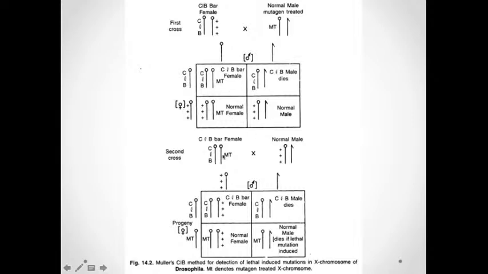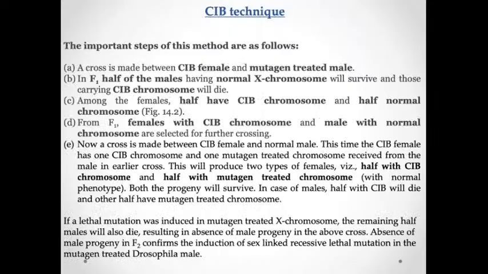Then again we have a second cross between the CIB female and the mutated, normal male. Then again the male dies, but in the fourth case, the normal male dies if a lethal mutation is induced. In this case, if the mutation induced is lethal, then that male will also die. So this shows that with the CIB technique, you can check whether a mutation is induced in the mutagen-treated X chromosomes; the remaining half of the males will also die, resulting in absence of male progeny in the above cross.